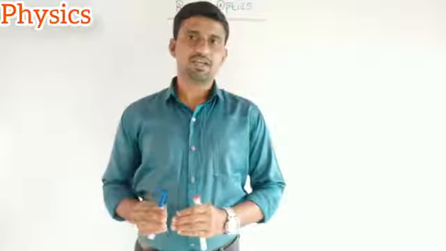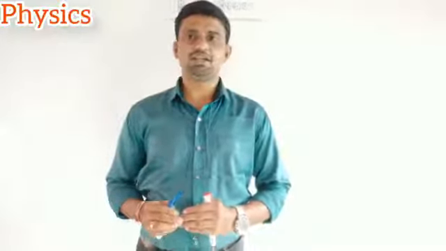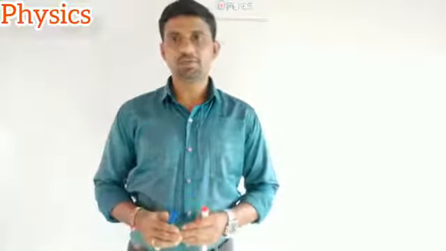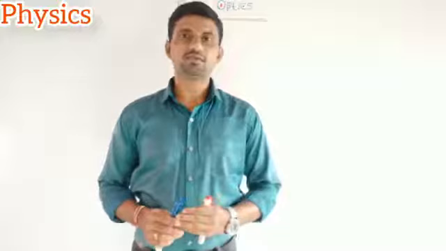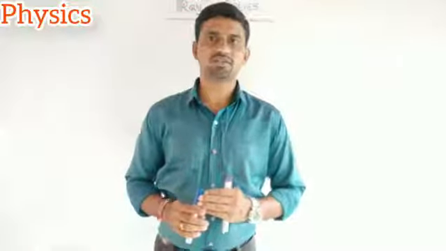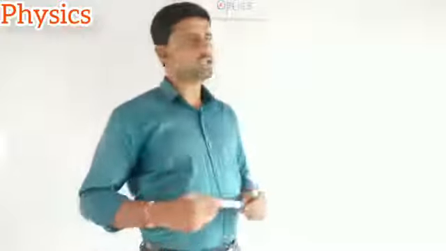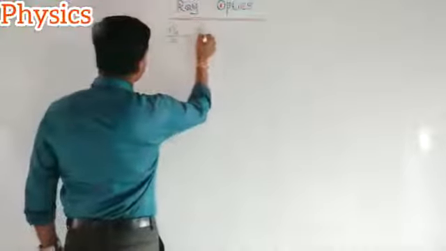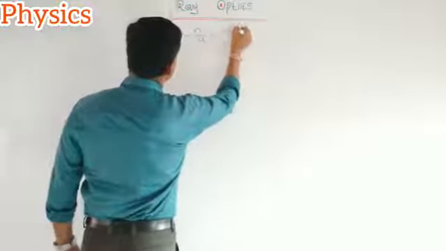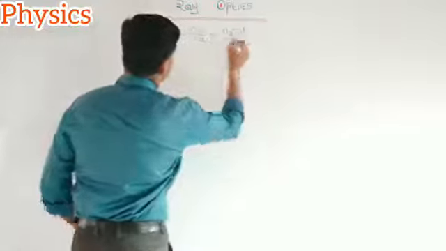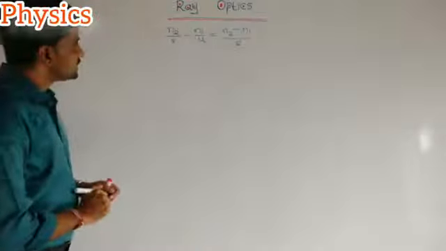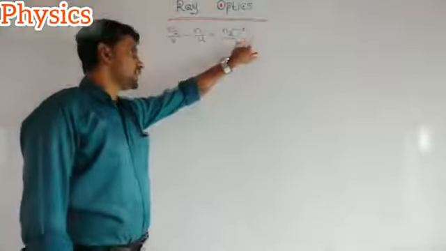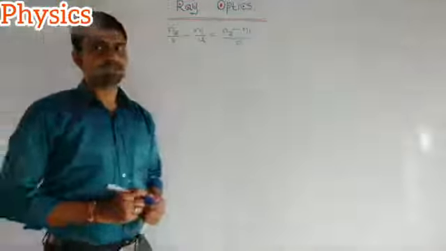In the previous video we discussed refraction at a single spherical surface, and we derived an equation that gives the relation between the image distance and object distance in terms of the radius of curvature and refractive index of the spherical surface. That equation is n2/v minus n1/u equals (n2 minus n1)/R. This equation gives the relation between image distance and object distance in terms of refractive index and radius of curvature of the spherical surface.